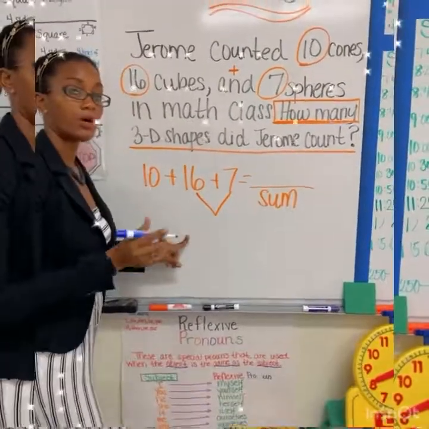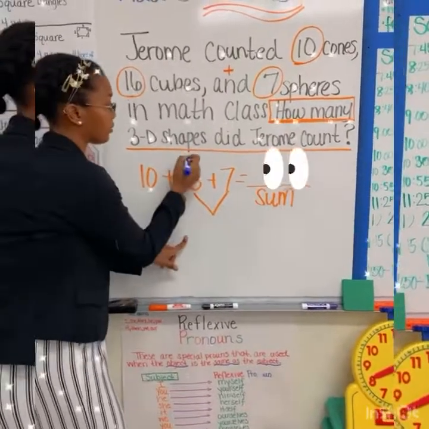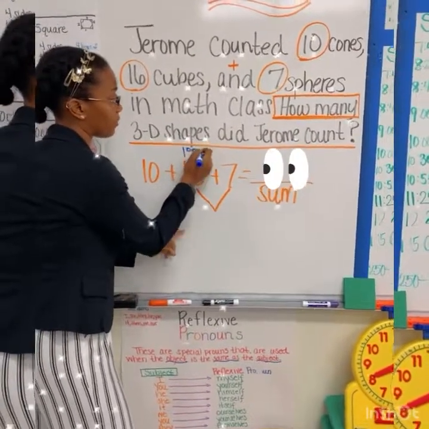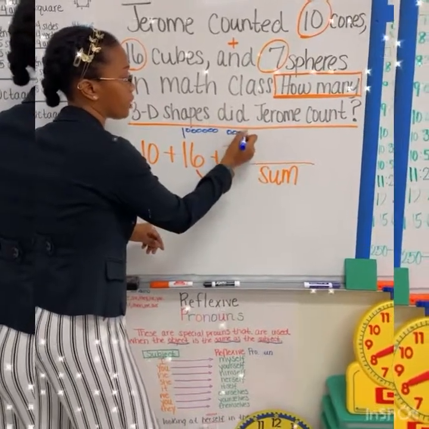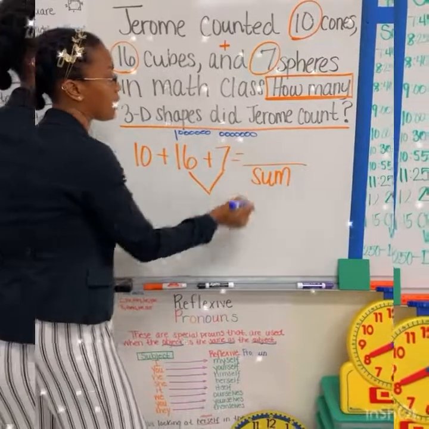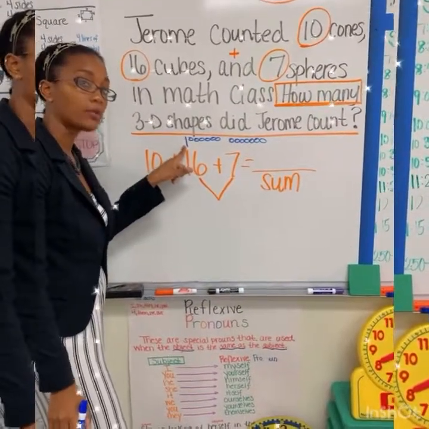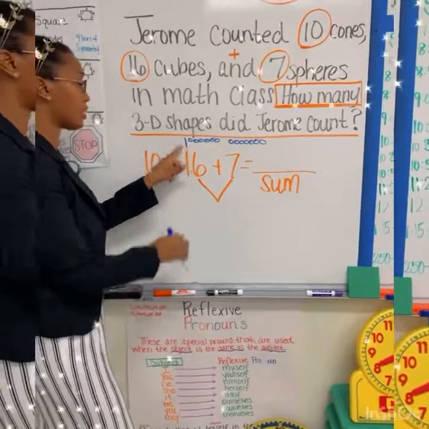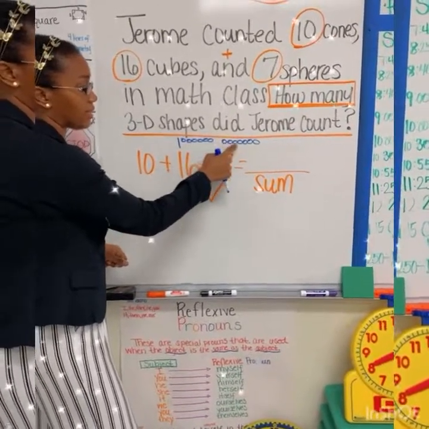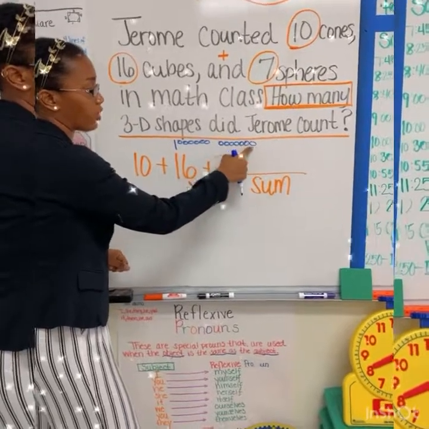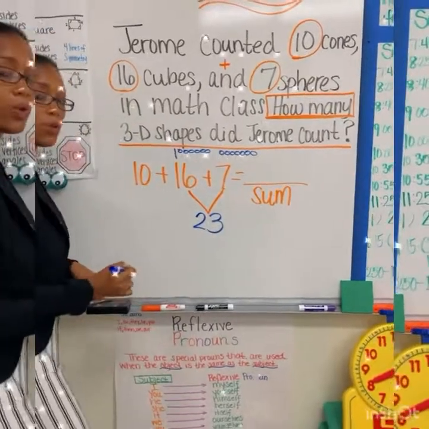If we don't know what 16 plus 7 is, we're going to draw a quick picture. So that's 10, 11, 12, 13, 14, 15, 16, plus 7. 1, 2, 3, 4, 5, 6, 7. I'm always going to start counting using the highest value. So for here it's 10. So it's 10, 11, 12, 13, 14, 15, 16, 17, 18, 19, 20, 21, 22, 23. So 16 plus 7 is equal to 23.